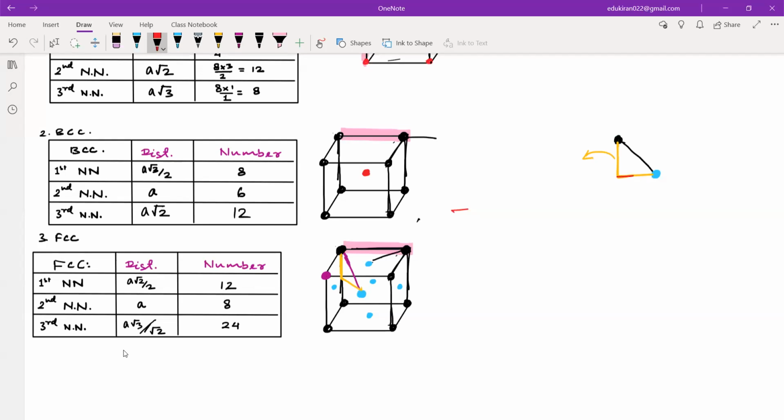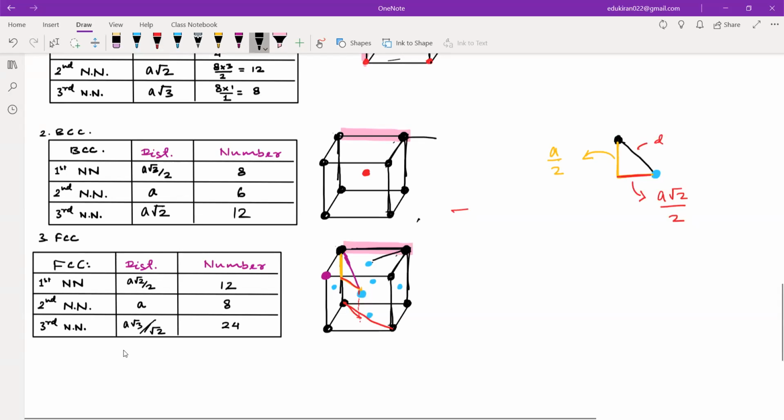Let me take red for this one here. If you see the yellow line, it is half of the cell edge, right? A by 2. And this red line here is half of the face diagonal. How will that be? See, if I had extended this till here, and made this till here, this would be the face diagonal, and you can see that there is the shadow of half of the face diagonal. So this will be a root 2 by 2. Correct? Yes, sir.